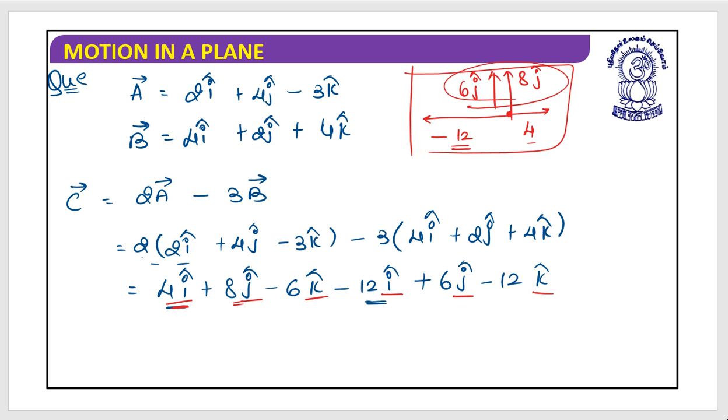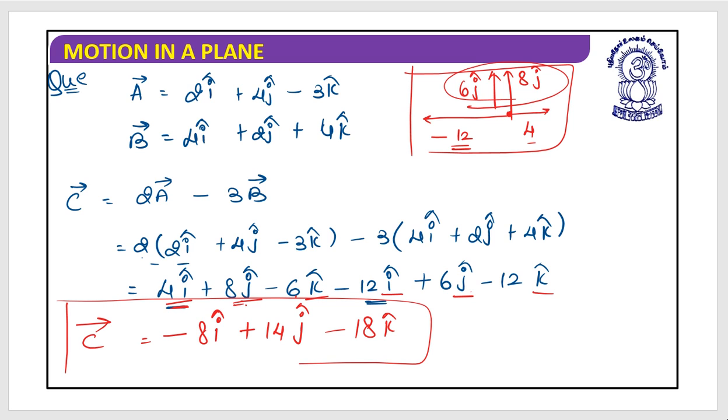So if I do this, 4i minus 12i equals minus 8i, plus 8j plus 6j is plus 14j, minus 6k minus 12k is minus 18k. Yes, and this is it. This is done. Did you get the same answer? Yes. So now are you clear with this? Shall we move to the next concept of vectors?